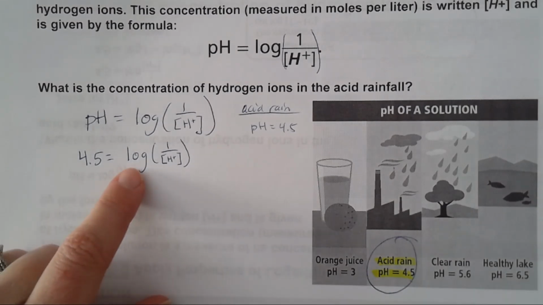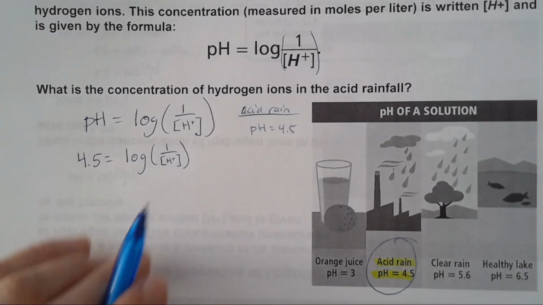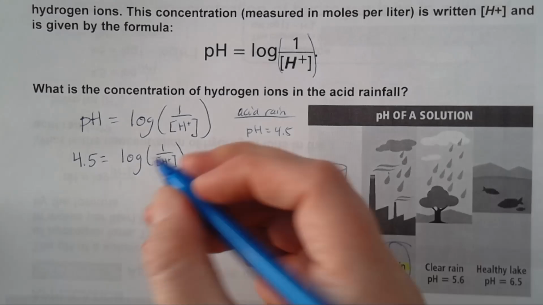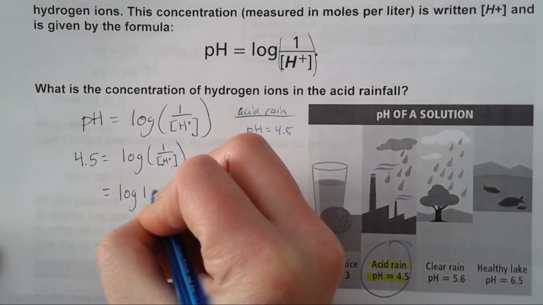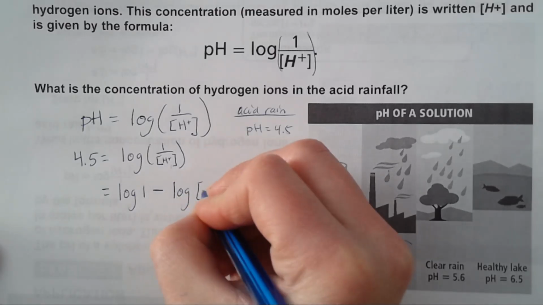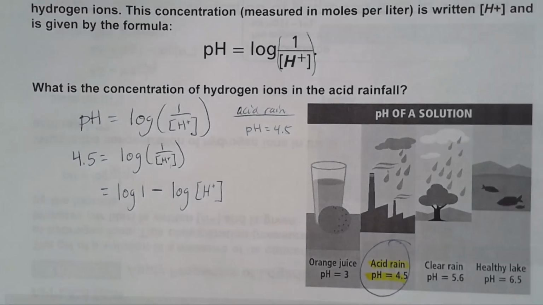Okay. I still could probably change this, but I still am going to have this idea of this 1 over. And so knowing that, I can actually separate this into two logs. One, division would be subtraction. Then I have the log of this h plus. So this becomes an equation. We are treating this as basically like x.